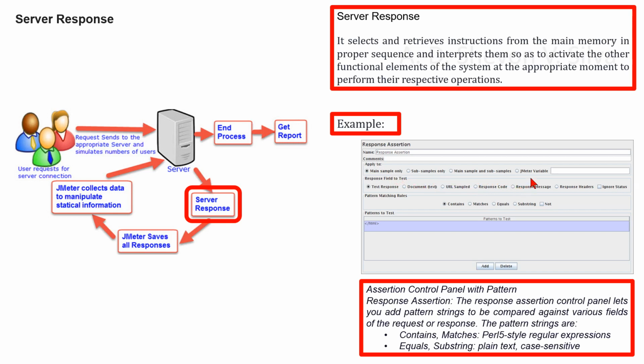JMeter variable name to use: the assertion is to be applied to the content of the named variable. This attribute is required. Here you can see the field to test, which instructs JMeter which field of the request or response to test. Text response is the response text from the server, that is the body excluding any HTTP headers.